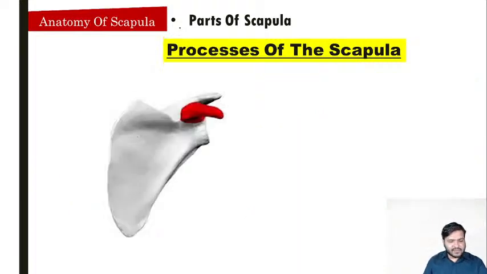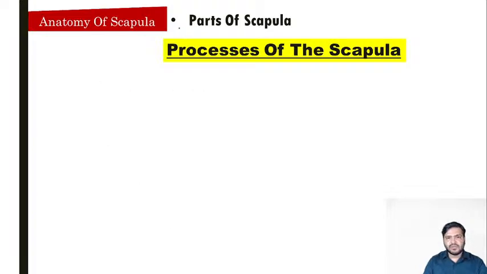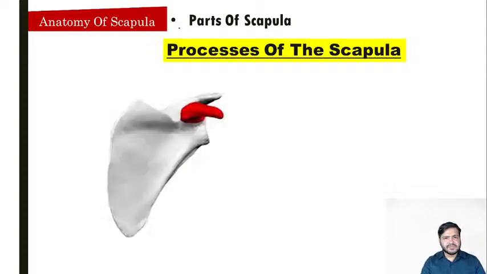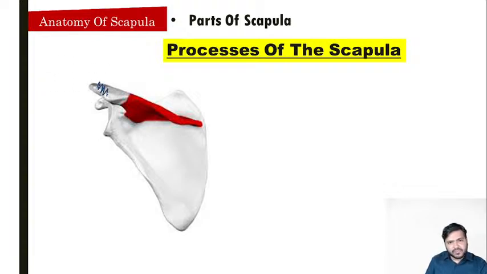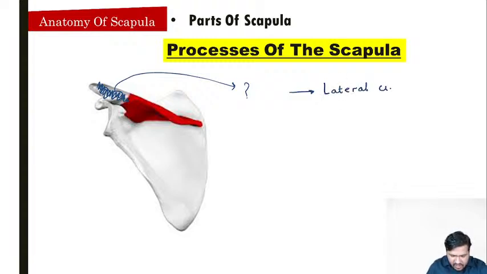Coming on to the next process, which you can very well appreciate over here. I just wanted to highlight this particular blue part which I have shaded. Can anyone tell me the name of this process? I'm waiting for the answers, everyone. I will write it as the lateral continuation of the spine.